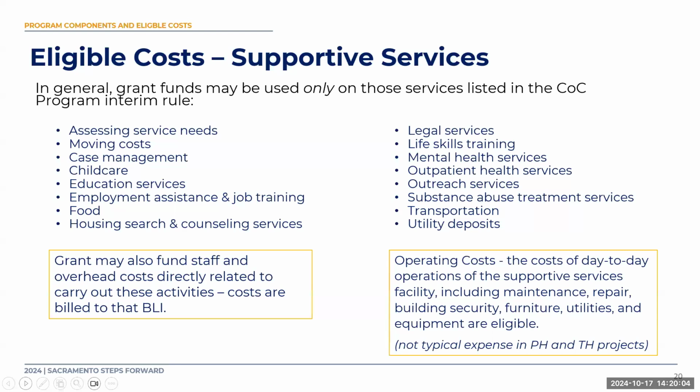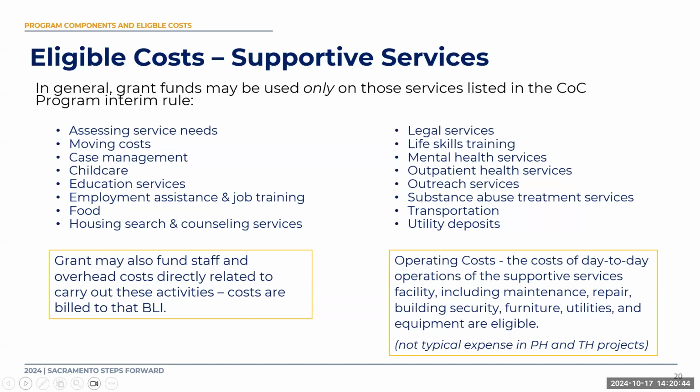So in general, grant funds may be used only on those services listed in the interim rule. Again, I'm not going to read this whole list here, but it includes activities like assessing service needs, case management, food. If you want a description of each of the services and examples, they are available in the interim rule, but we're also going to be releasing it in our manual. That should be completed by the end of the year. So we're really excited to be finishing that and sharing that with you all to be able to refer to some of these more detailed regulations.